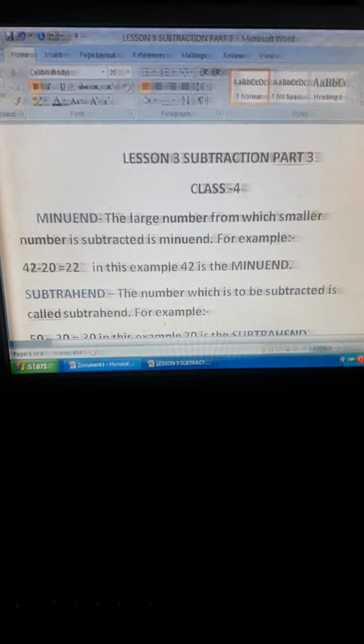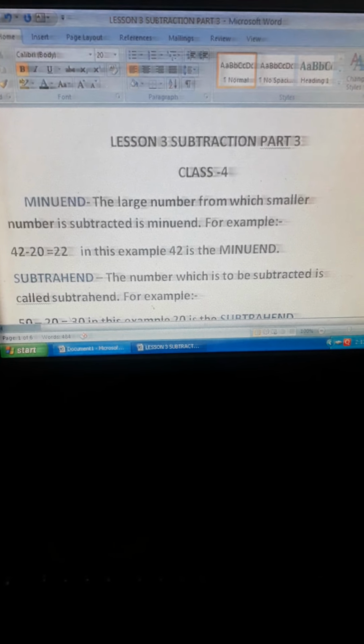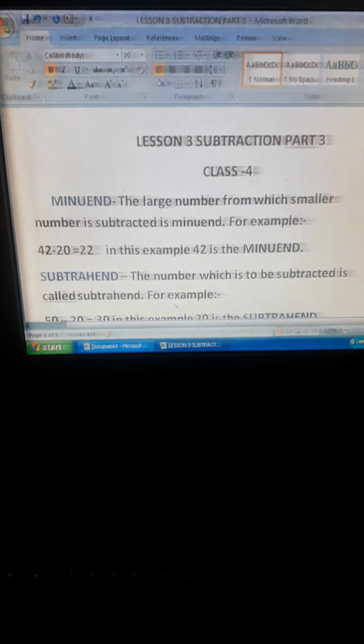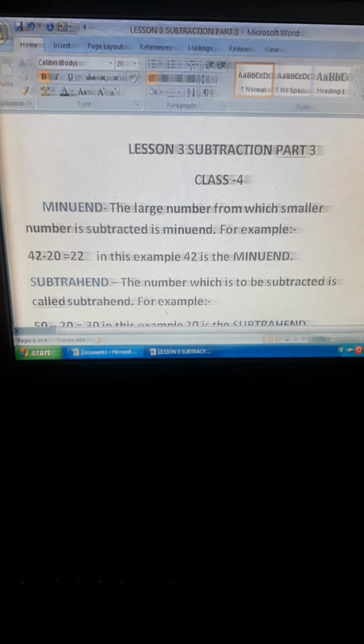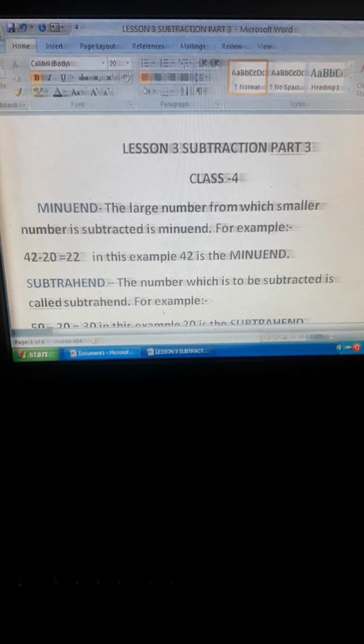Let us see it. Minuend. What is minuend? The large number from which a smaller number is subtracted is the minuend. For example, 42 minus 20 is 22. In this example, 42 is the minuend.